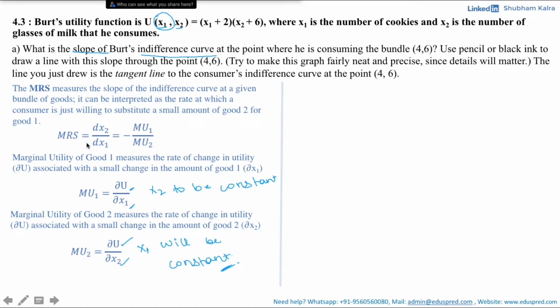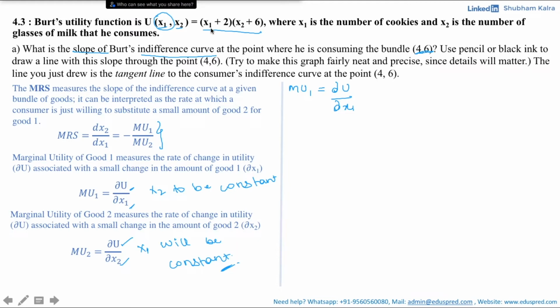After revising the definitions of marginal rate of substitution and marginal utilities, let's calculate the MRS at bundle 4, 6. For MRS we need to first calculate the marginal utilities. The marginal utility of good 1, MU1, is equal to the partial derivative of the utility function with respect to x1, which is del u divided by del x1. In this question, the utility function is u of x1 comma x2 equal to x1 plus 2 multiplied by x2 plus 6.